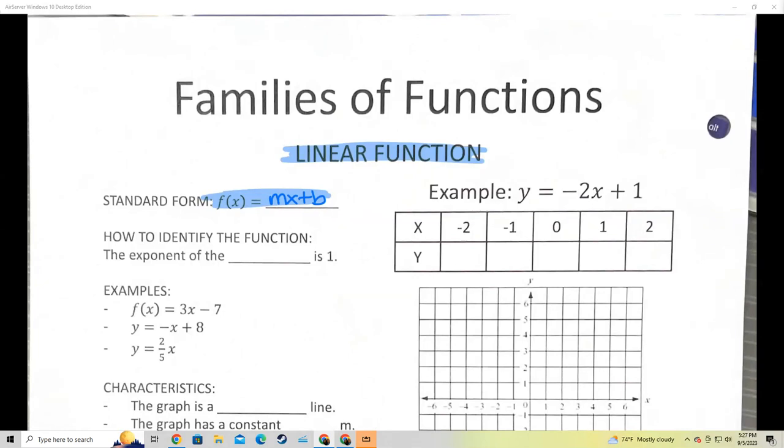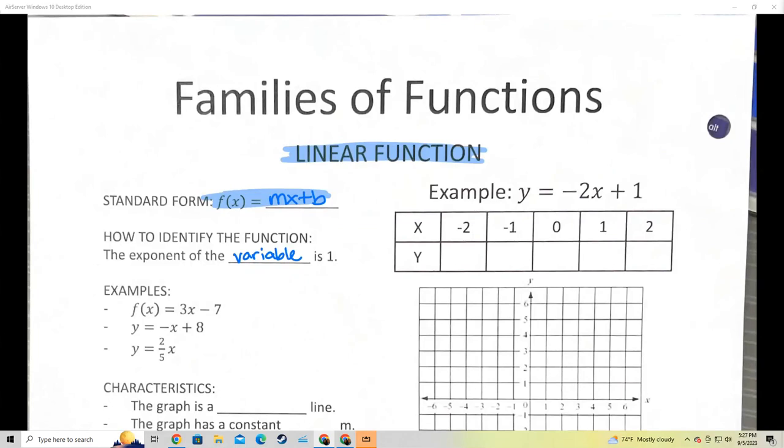Okay. So how do I know if it's a linear function? Well, I know that the exponent of the variable is going to be 1. So for example, right here, here's my variable. There is no exponent, so I know that there's an imaginary 1 up there. And when we do stuff like this, it ends up looking like a line, right? With the slope and everything.